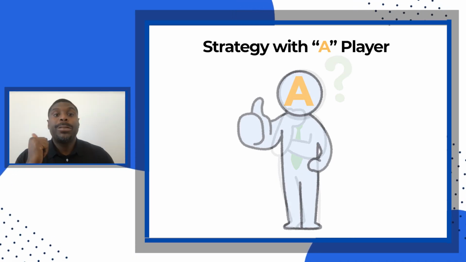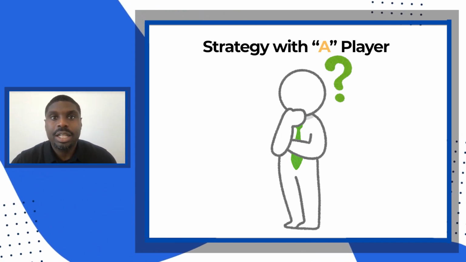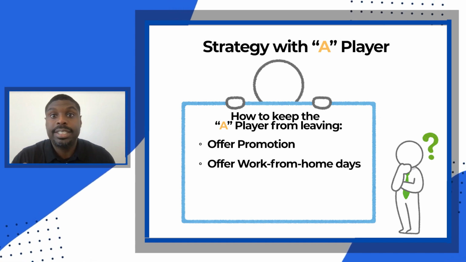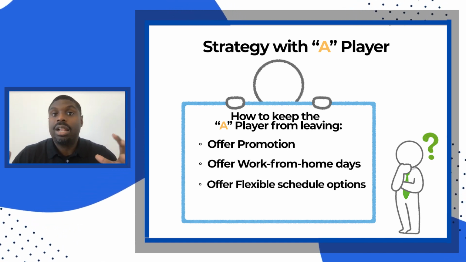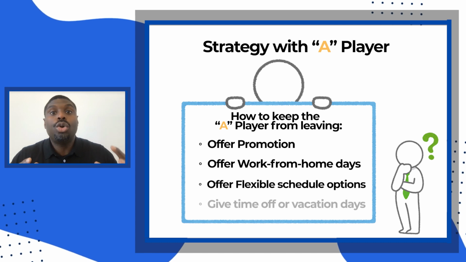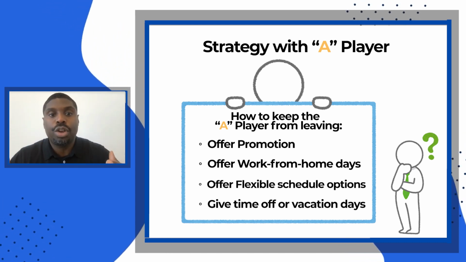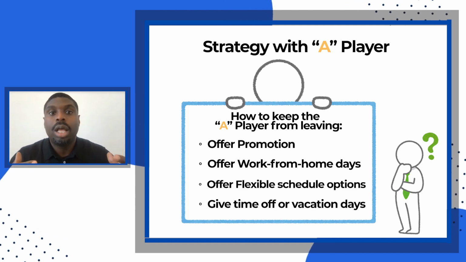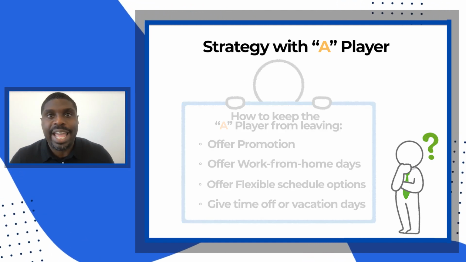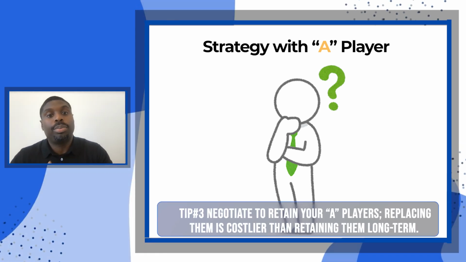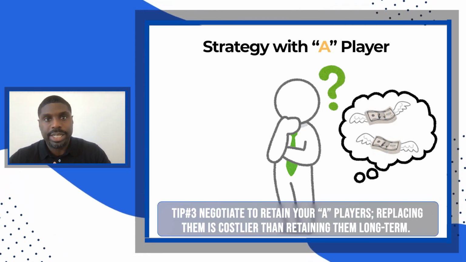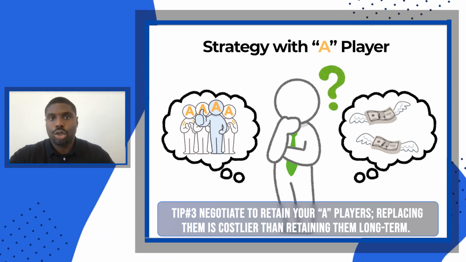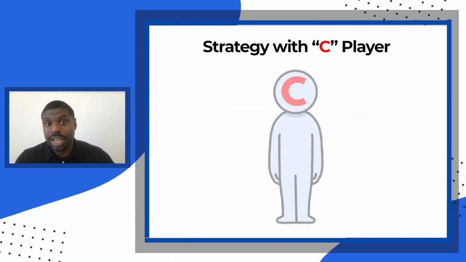For the A player, you want to do everything you can to keep that A player. Is it a promotion? Is it some work from home days? Is it being able to tailor fit their schedule? But you want to continuously serve your A player and give them a little bit of autonomy, because most likely your A player does so much for you in your practice that trying to figure out somebody to replace them is going to be more costly than working with them to find an environment that they can stay long term. Your C players, we'll get to the B players last.